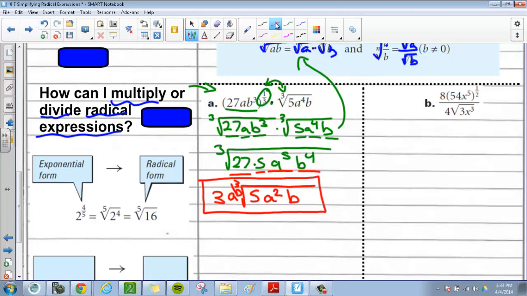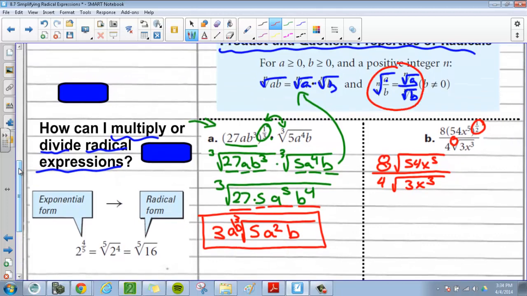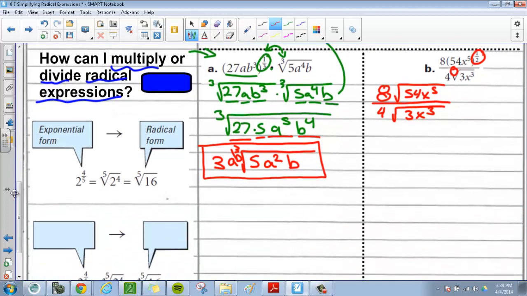Looking over here, we've got two division problems. In one division problem, I've got 8 times the 54x to the 5th to the 1/2 power, and I have 4 square root of 3x to the 3rd. Well, this 1/2 power and the square root are identical things, so let's make them identical. Okay? So I really have 8 times the square root of 54x to the 5th over 4 square root of 3x to the 3rd. Well, if we go back up to this property right here, it says you can bring these two radicals together. So let's do it.